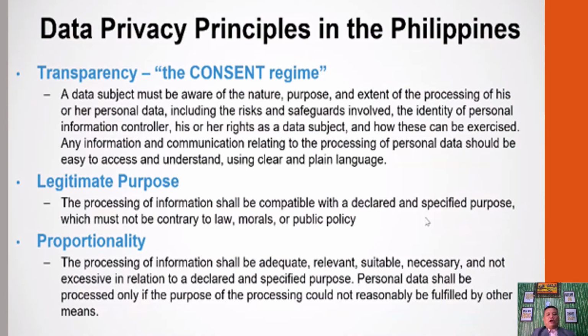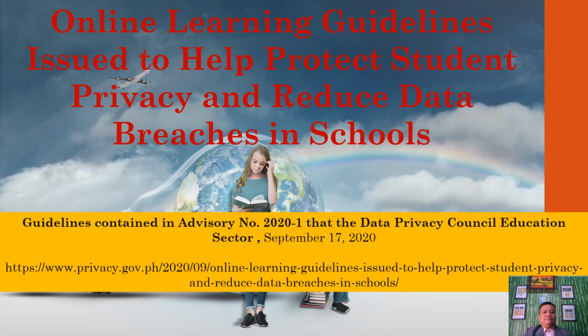Proportionality. The processing of information shall be adequate, relevant, suitable, necessary, and not excessive in relation to a declared and specified purpose. Personal data shall be processed only if the purpose of processing could not reasonably be fulfilled by other means.